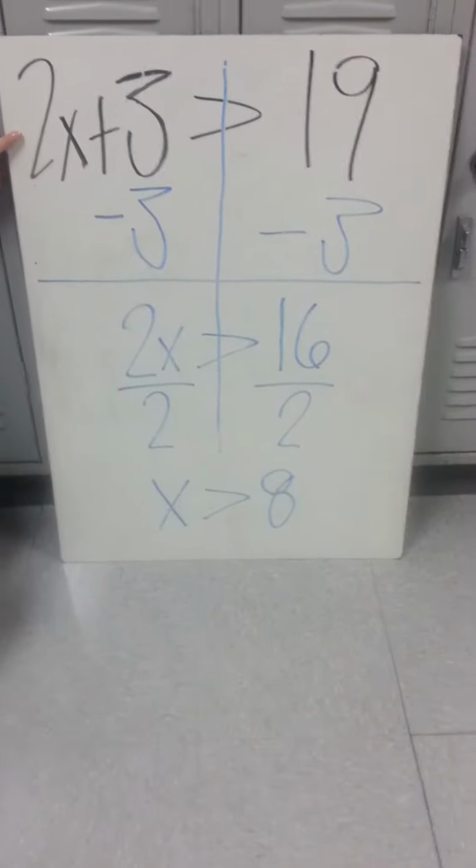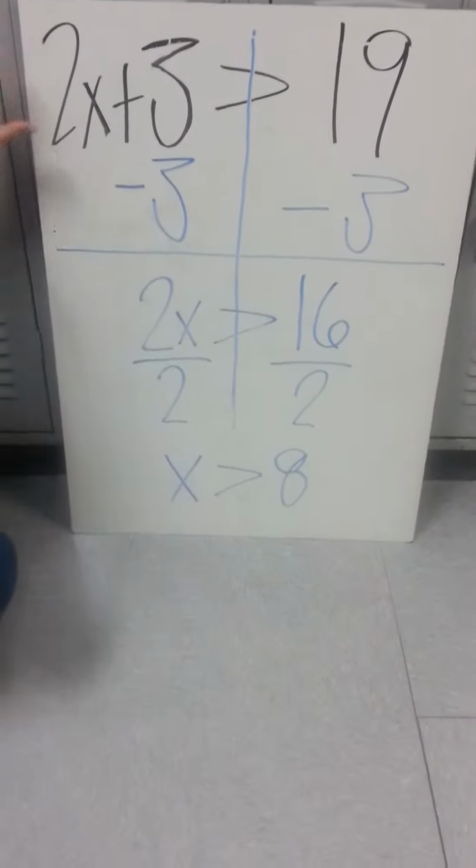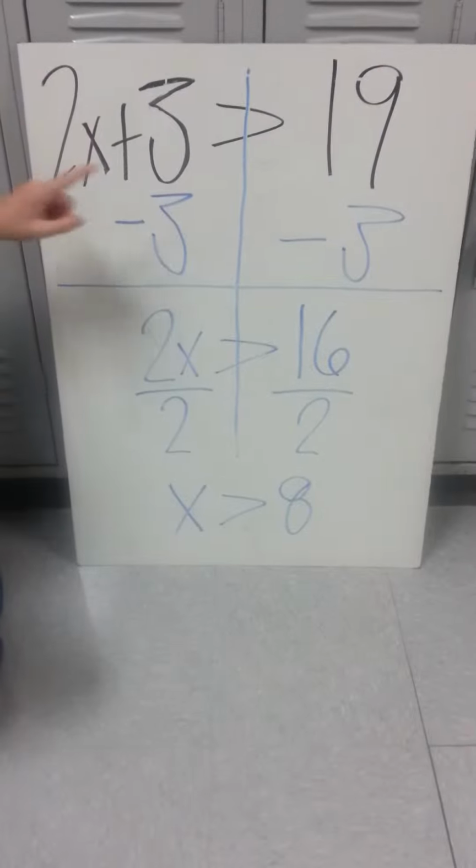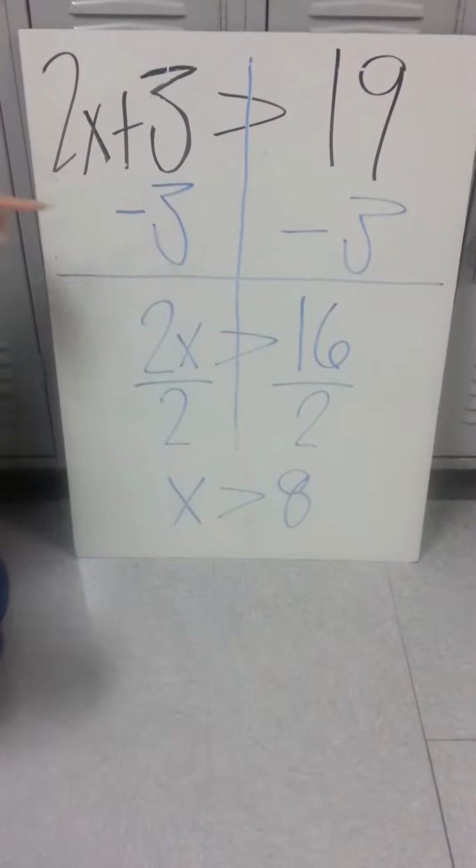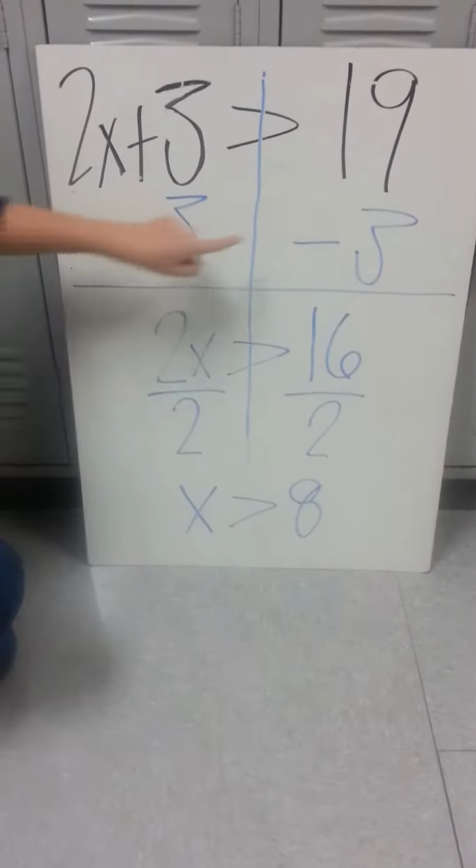So you have a basic inequality here. What you need to do is get the variable isolated by itself. So you have to do the inverse of adding 3, which is subtracting 3. And whatever you do to one side, you have to do to the other.